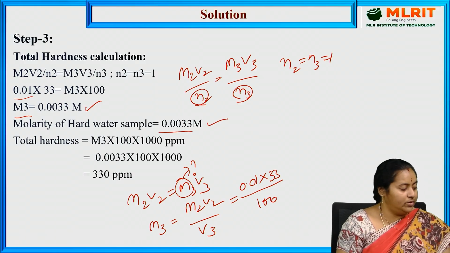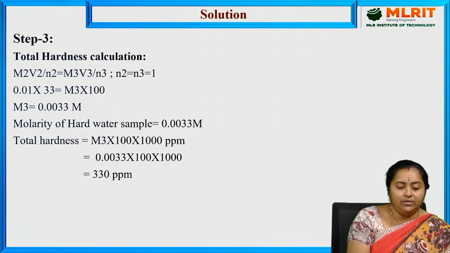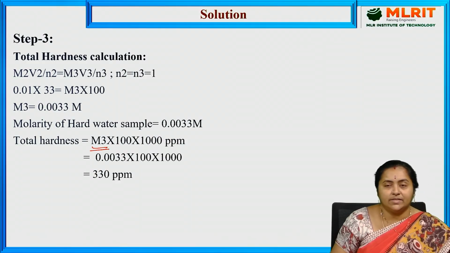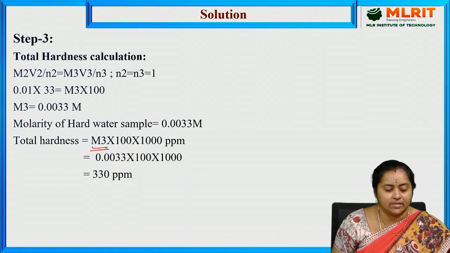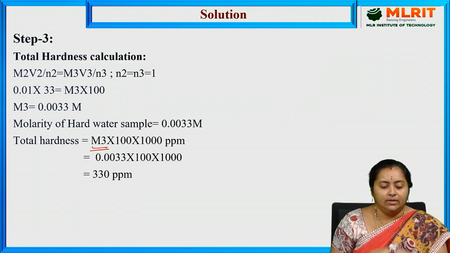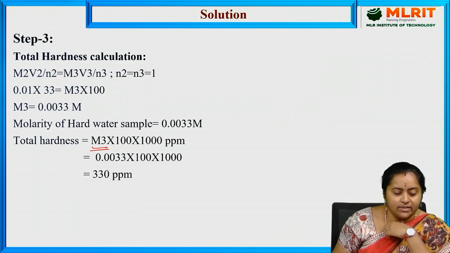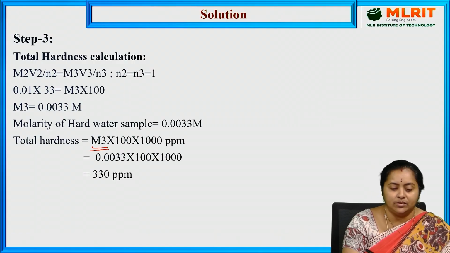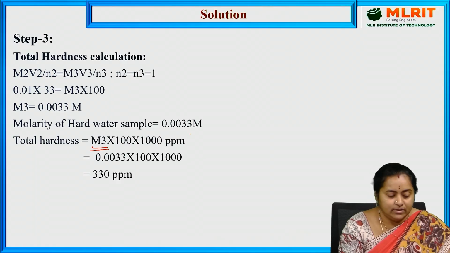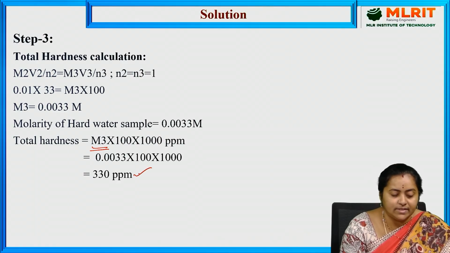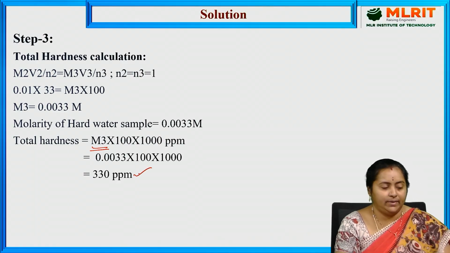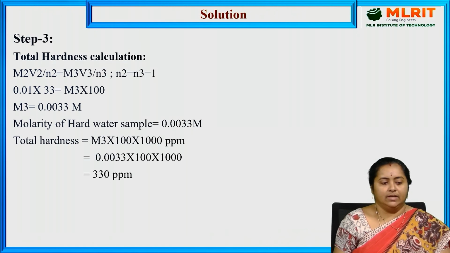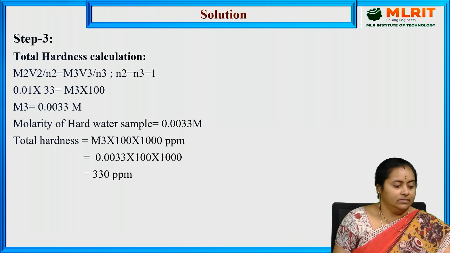Now this M3 value we are going to substitute here. What is the formula for calculating total hardness? It is equal to M3 into 1000 into 100 ppm. If the M3 value, 0.0033, is substituted, we are getting total hardness as 330 ppm. So this is the step 3 solution.